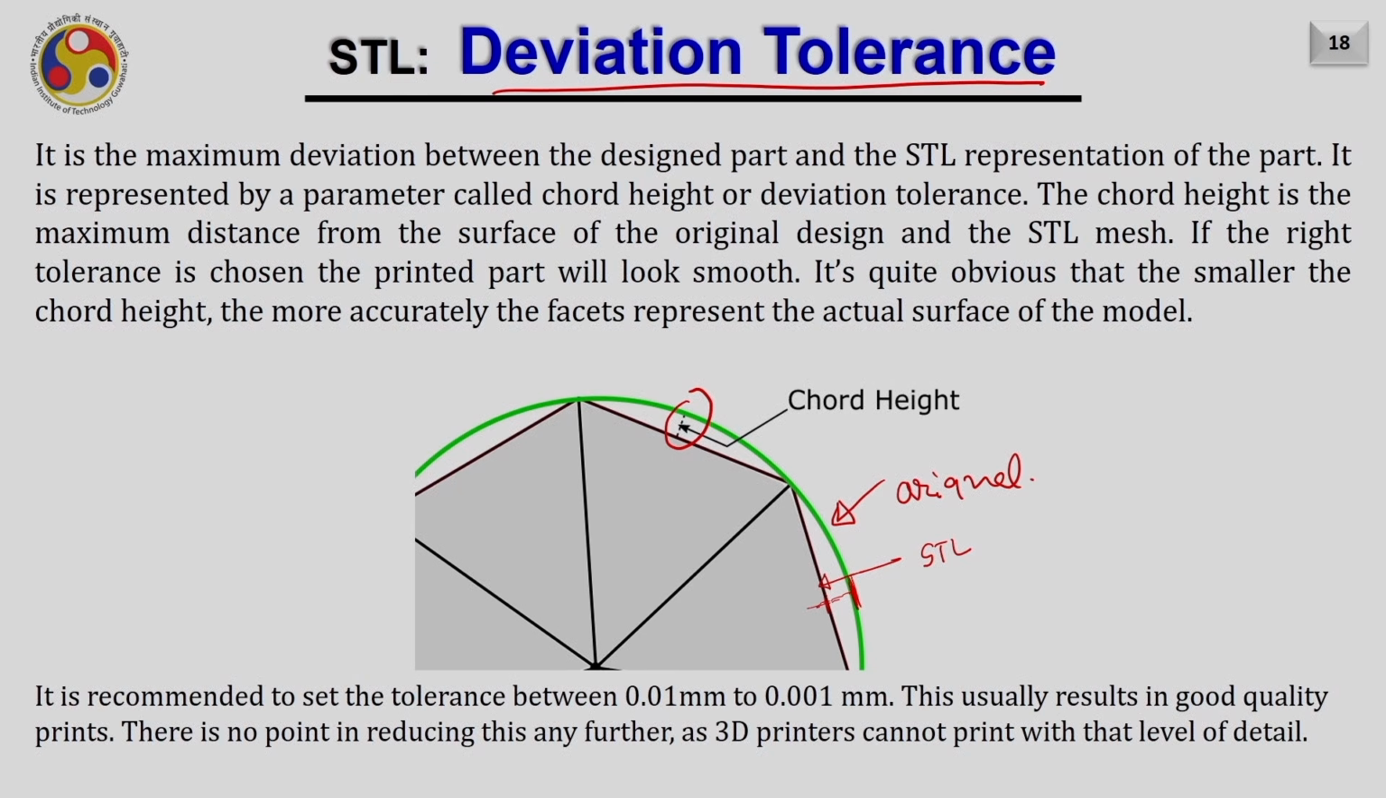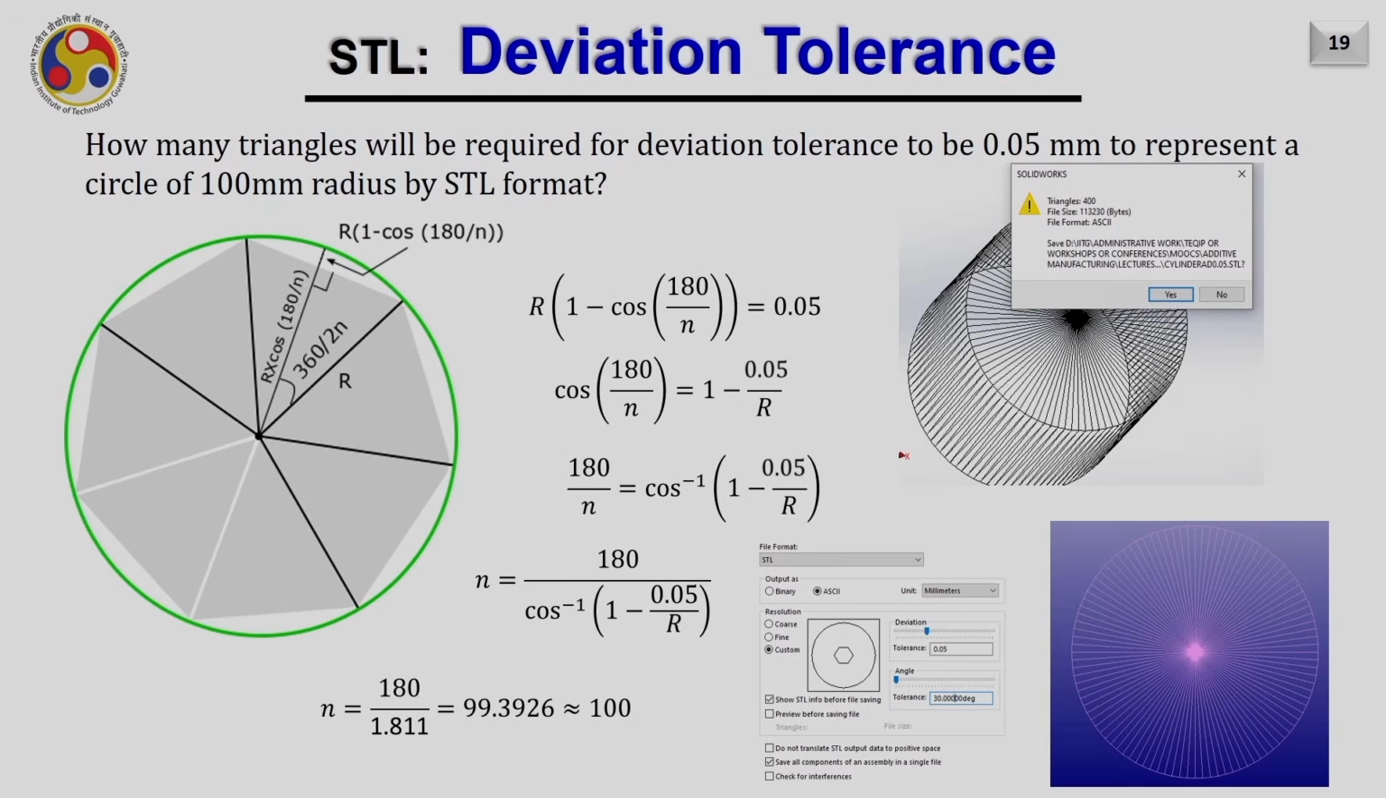It is recommended to set this particular tolerance between 0.01 and 0.001 mm. This usually results in good quality prints. There is no point in reducing this further because the 3D printing machine itself may not provide this much accuracy. Now let us consider this example.